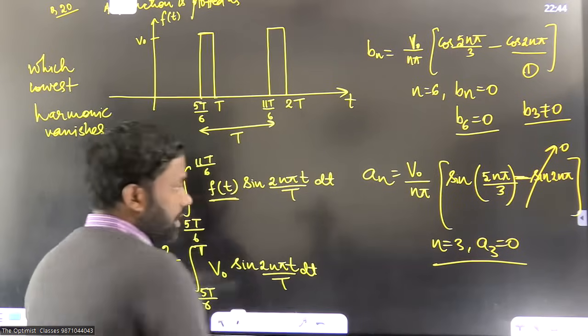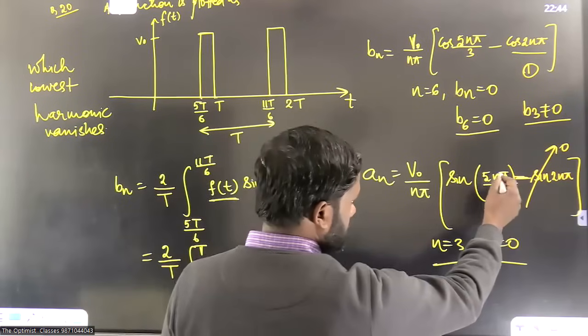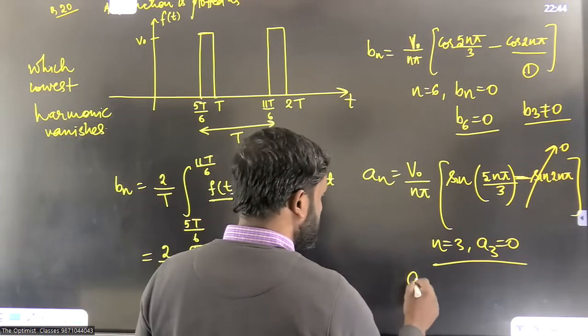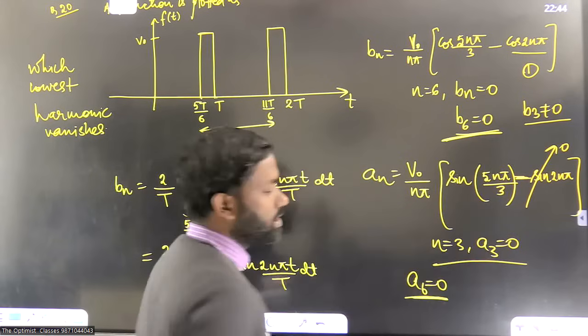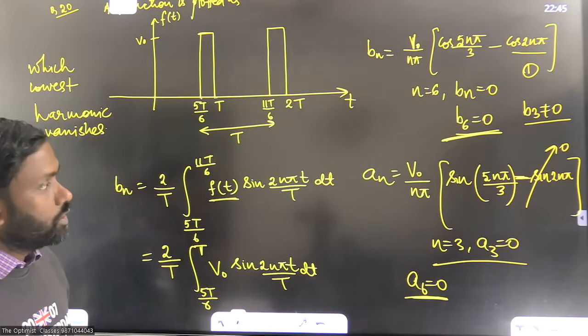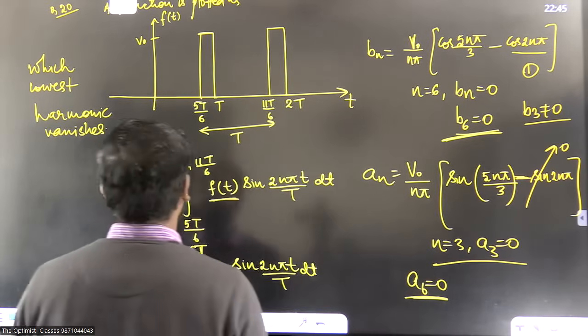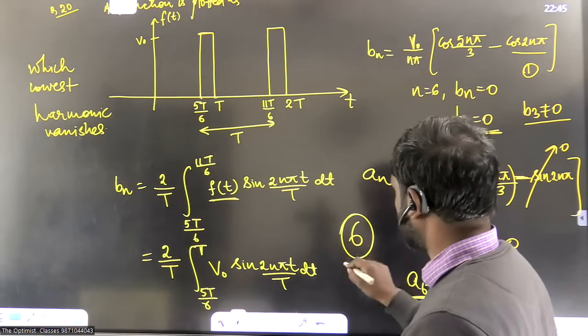But if we put n equal to 6, we are getting b6 equal to 0, as well as here, if you put n equal to 6, you get sin 10 pi, and sin 10 pi is 0. So here a6 is also 0. So we can say a6 is 0 and b6 is also 0. So the sixth harmonic is absent. The lowest harmonic which is absent is actually the sixth harmonic. So the correct answer should be 6 here.